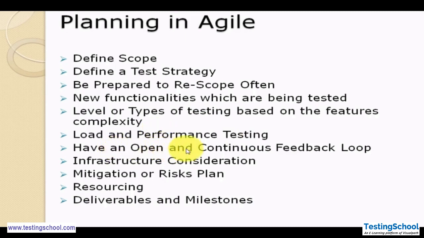Then have open and continuous feedback. In agile we will see what open and continuous feedback is. Like in every sprint we have the retrospective, and from there we get our open feedback. That is why we say that in agile planning we define that we should have open and continuous feedback according to the sprint. Then the infrastructure consideration.